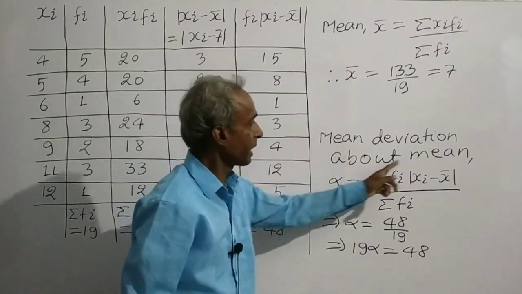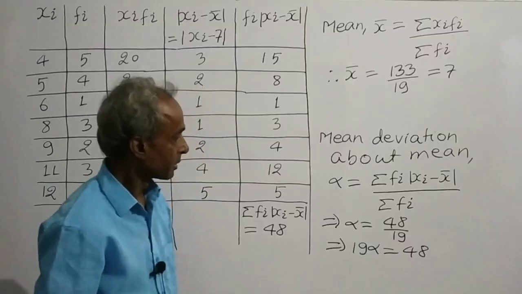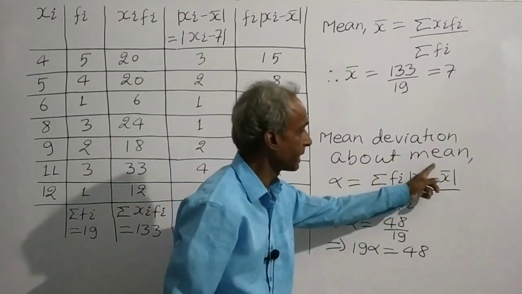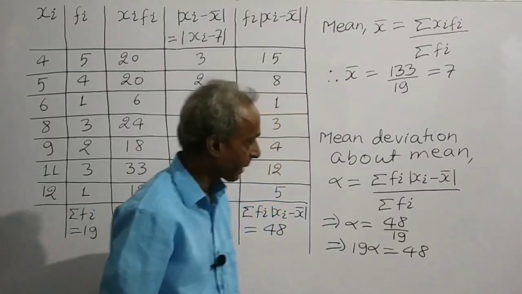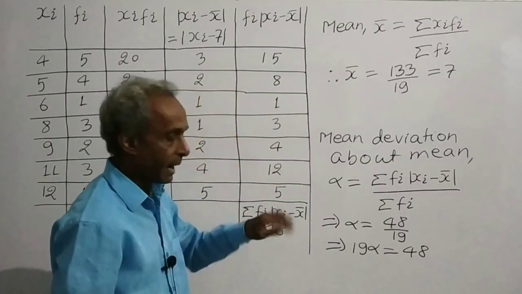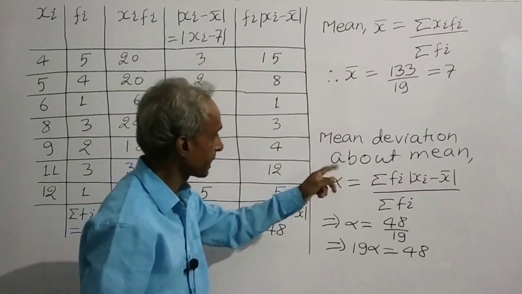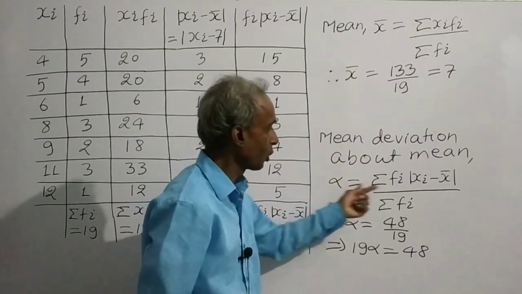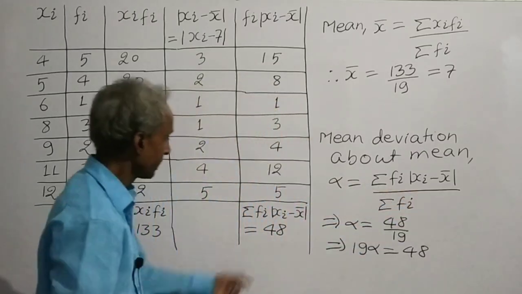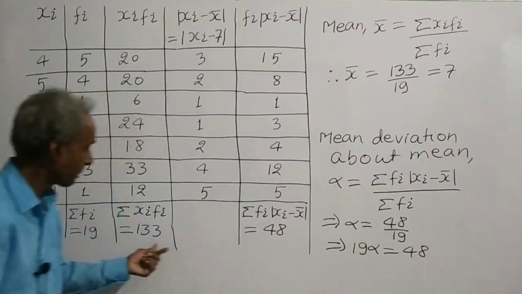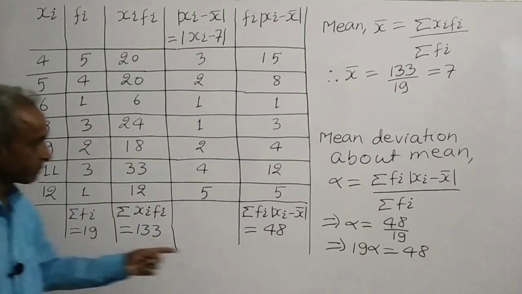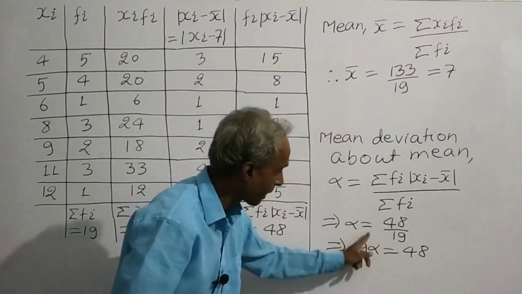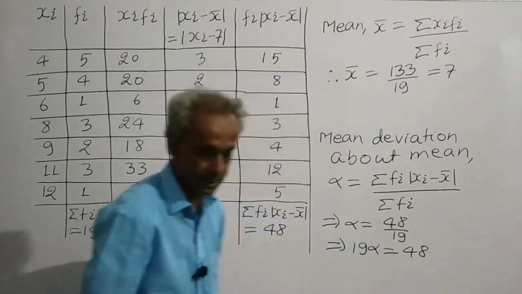Mean deviation about mean is equal to sigma fi mod of xi minus x bar by sigma fi. And in this question the mean deviation about mean is denoted by alpha. Therefore alpha will be equal to 48 by 19. Therefore 19 alpha will be equal to 48.